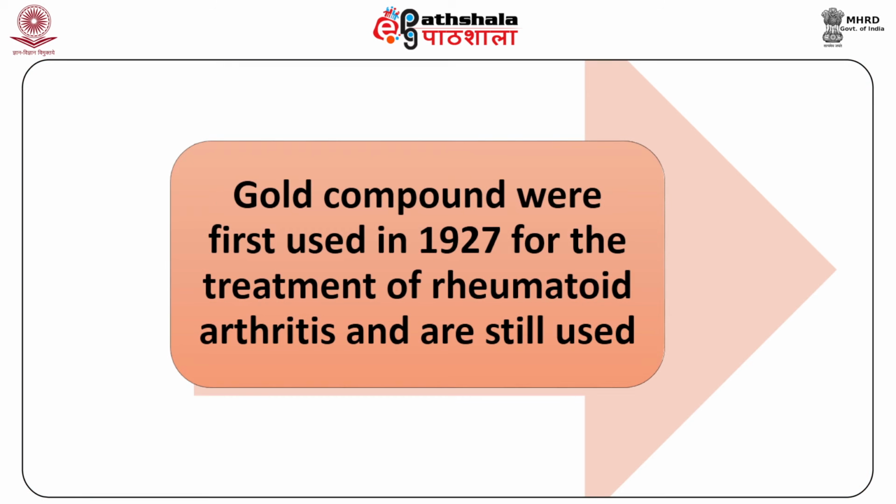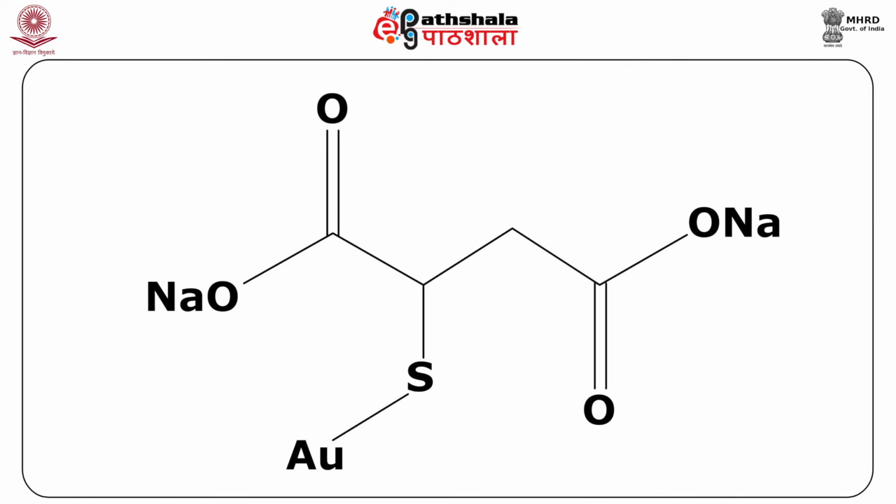Gold compounds were first used in 1927 for the treatment of rheumatoid arthritis and are still used. The major role of gold compounds in chemotherapy involves the treatment of rheumatoid arthritis with gold compounds such as disodium gold thiomalate. The actual role of gold in controlling rheumatoid arthritis is uncertain.